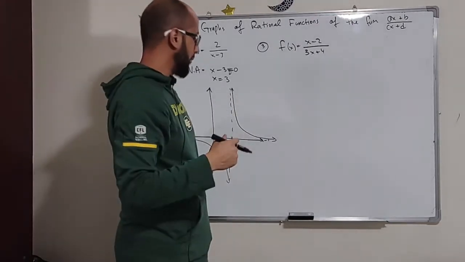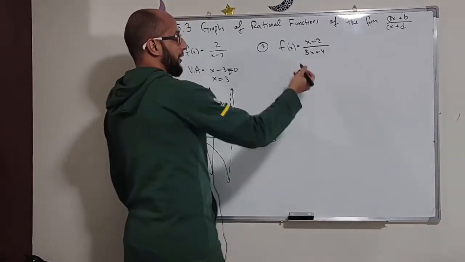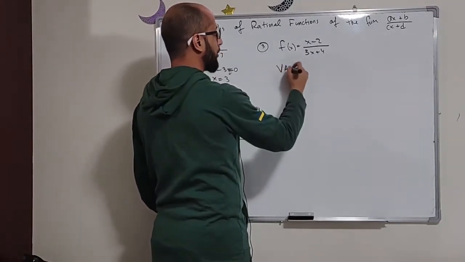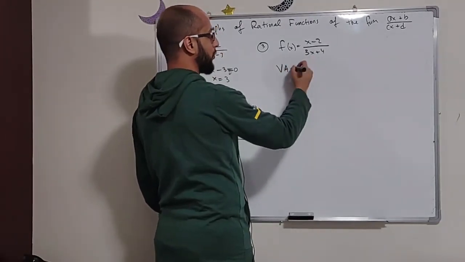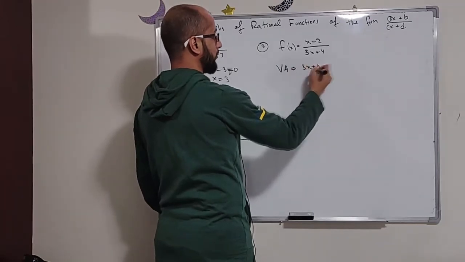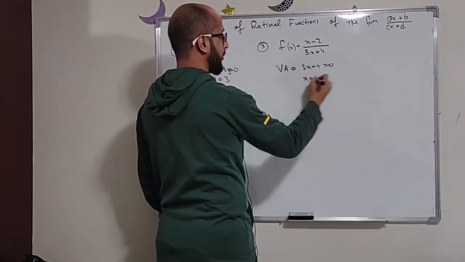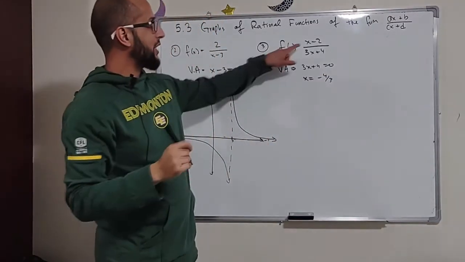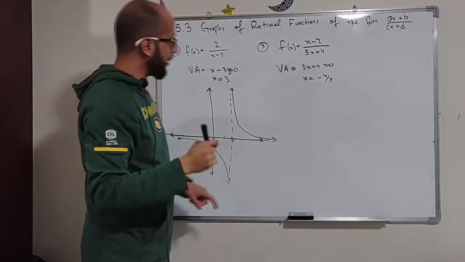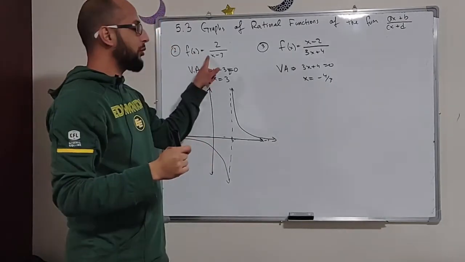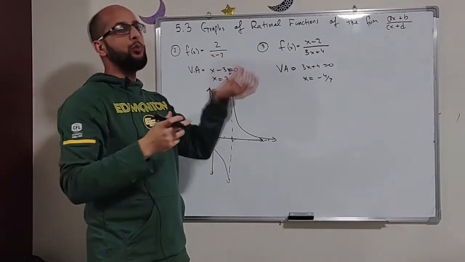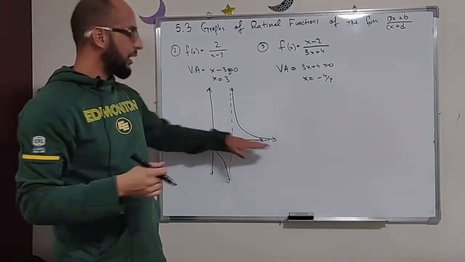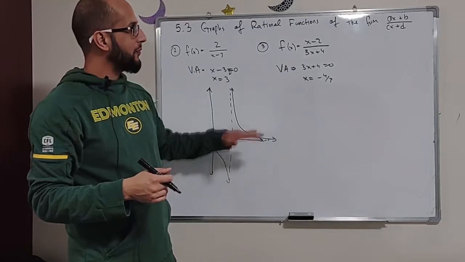Now let's look at number 3. Same idea, we need to identify what we know. We know there's a vertical asymptote at 3x plus 4 equals 0. So x will equal negative 4 over 3. But now we look at what's happening with the numerator and the denominator. In this example, we saw that if the degree of the numerator is less than the degree of the denominator, then you have a horizontal asymptote that's on the x-axis.